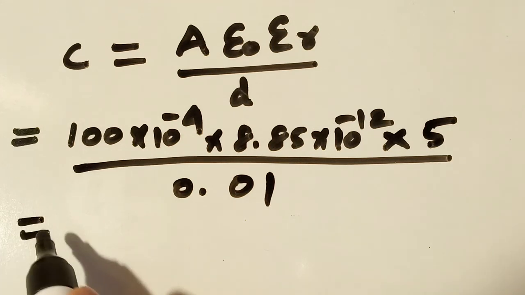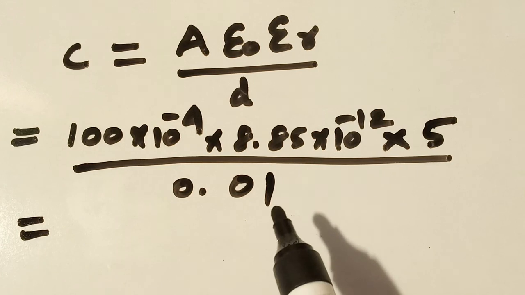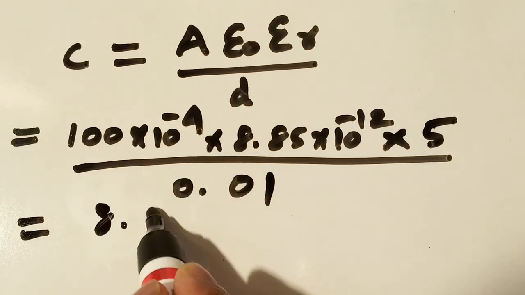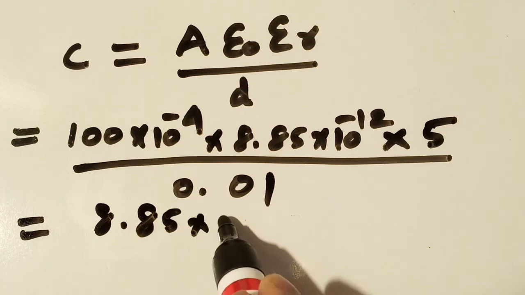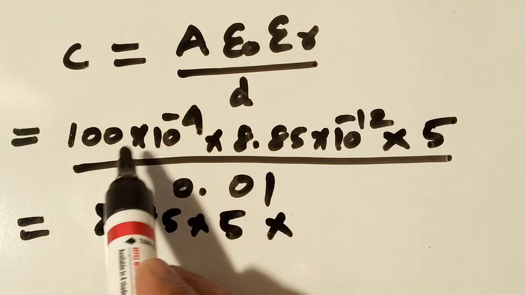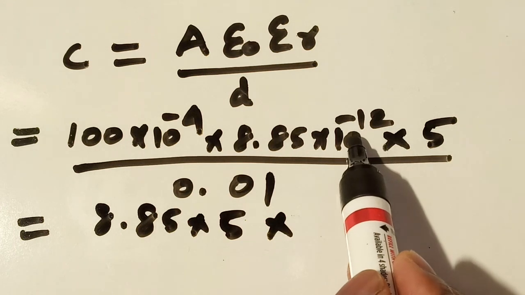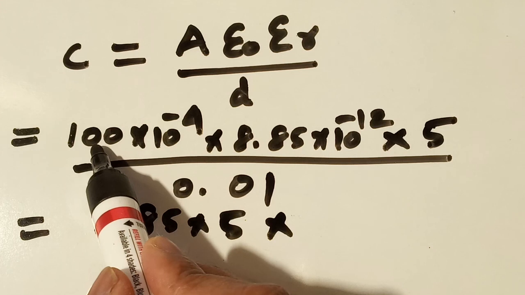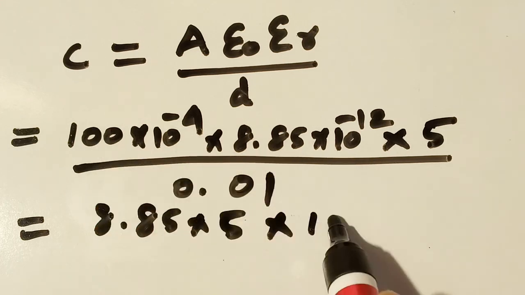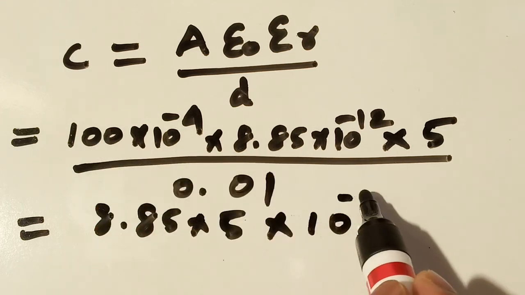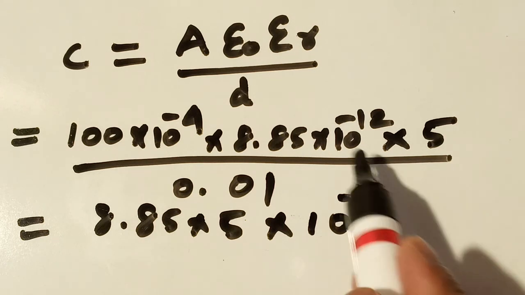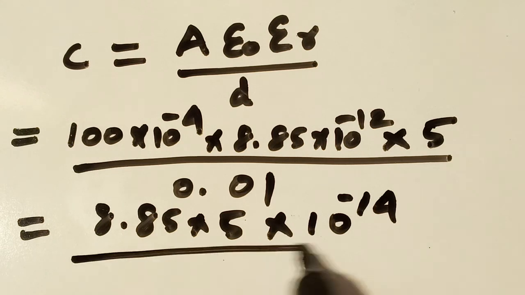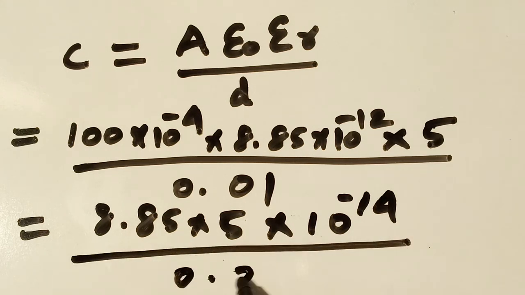If we solve this, 8.85 multiplied by 5 into 10 to the power minus 12 times 10 to the power minus 4 into 100. So we'll get 10 to the power minus 14, divided by 0.01.